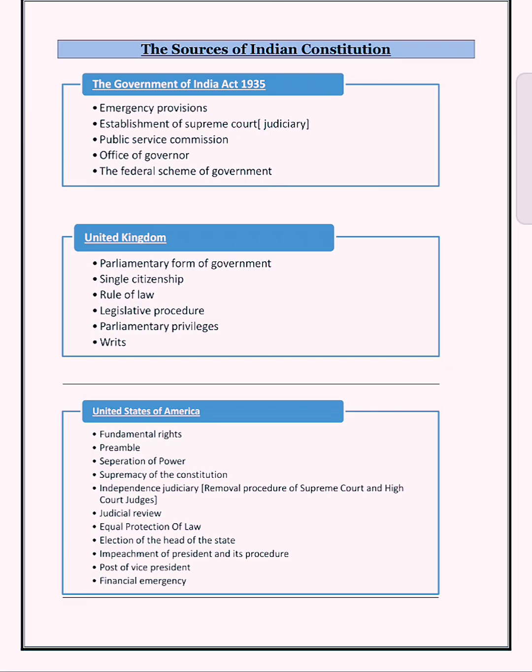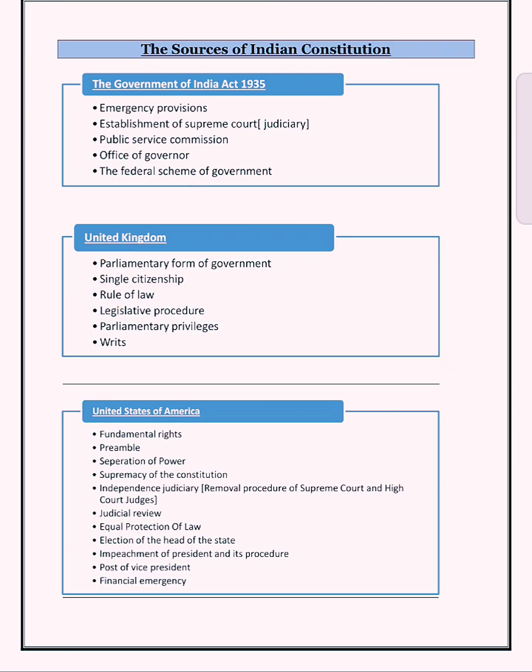The second biggest source is the United Kingdom's constitution. From the UK's constitution, we have taken parliamentary form of government, single citizenship, rule of law, legislative procedure, parliamentary privileges, and writs. These are the provisions which have been inspired from the UK's constitution.